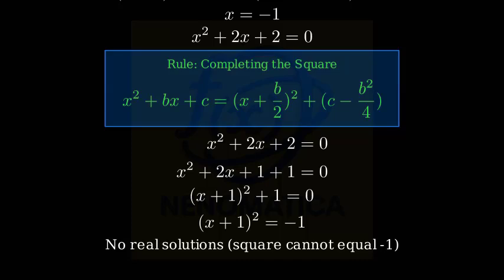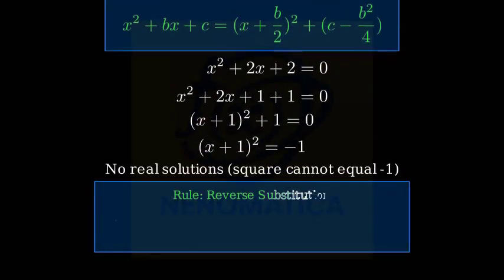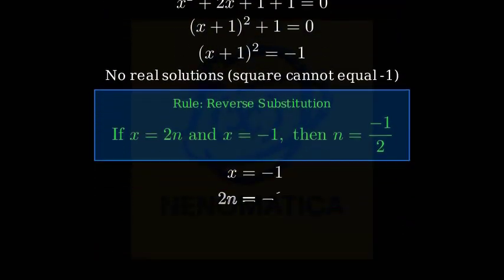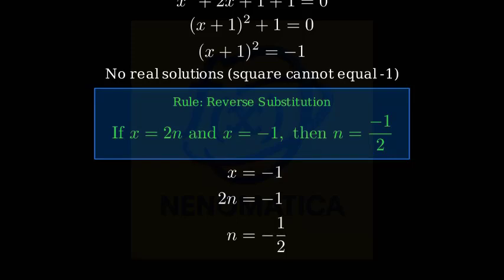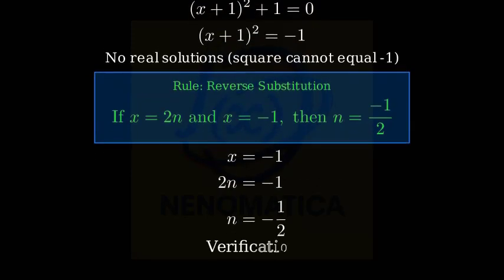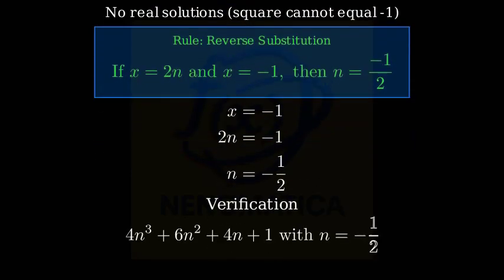Since the square of a real number cannot be negative, this equation has no real solutions. Now that we found x equals -1 as our only real solution, we need to convert back to our original variable n. Remember that we substituted x equals 2n, so 2n equals -1, which means n equals -1/2. Let's verify our answer by substituting back into the original equation.